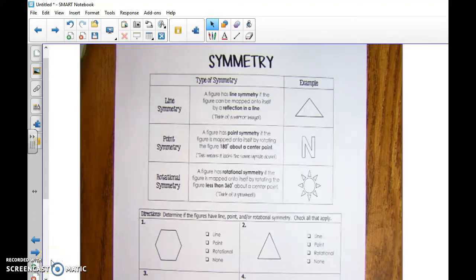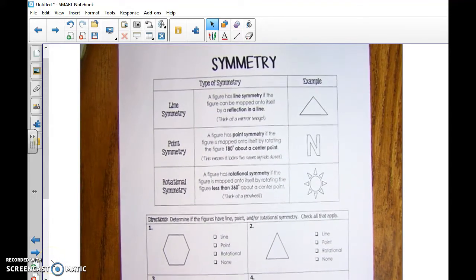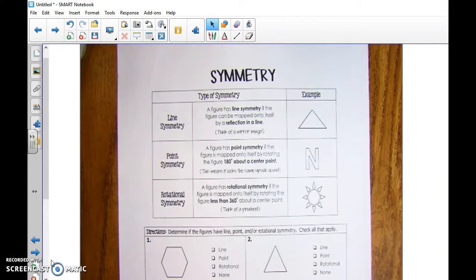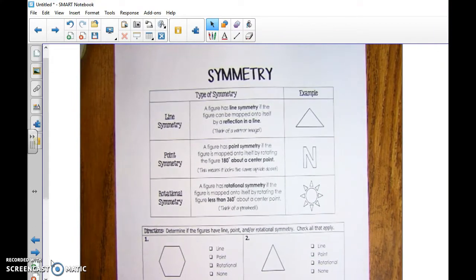Alright guys, so today we are starting our brand new unit. It will be Unit 5 and we will be learning all about transformations. So, for our first topic we have symmetry, and our notes are basically filled out for us, so this is going to be a very short video.